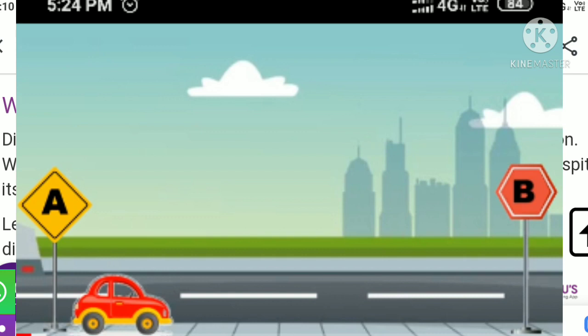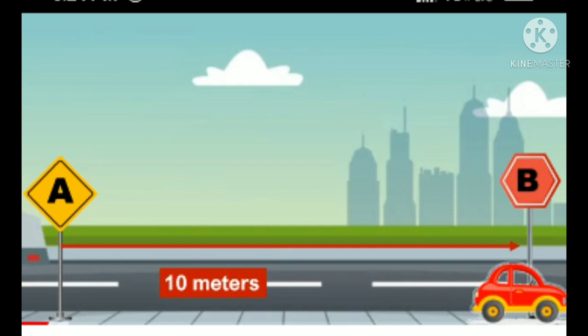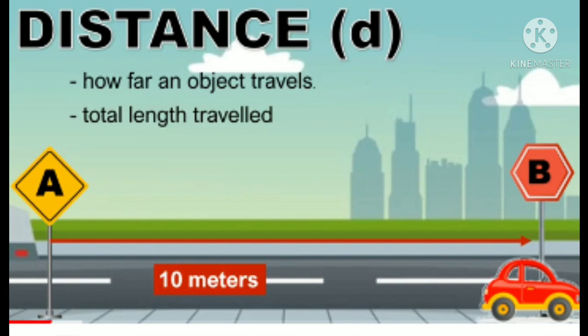Now look at this picture. Here two points are there, A and B. The car travels from point A to B. How much distance has it traveled? Let's consider the distance between point A and B is 10 meter. So the distance traveled by the car from A to B is 10 meter. Distance is how far an object travels, the total length traveled by an object.